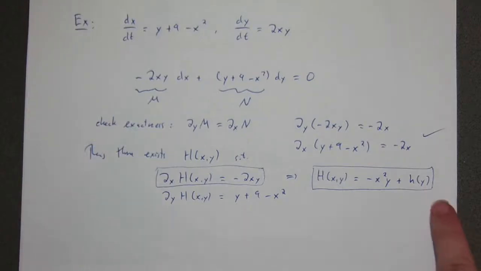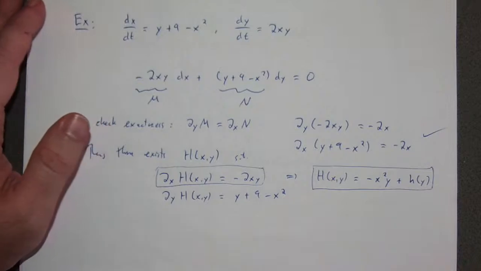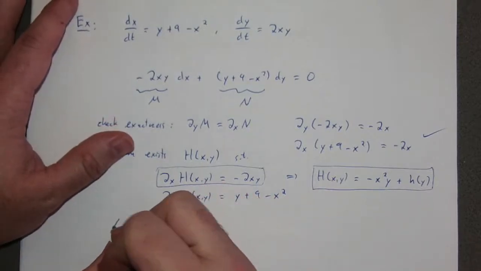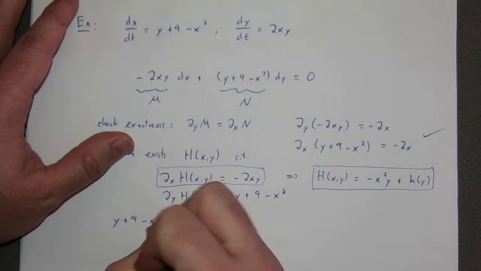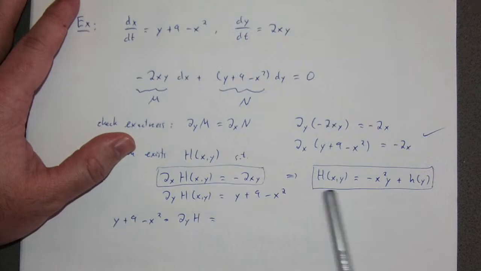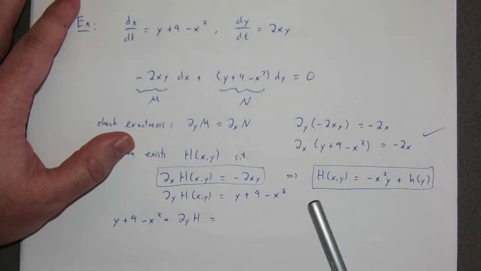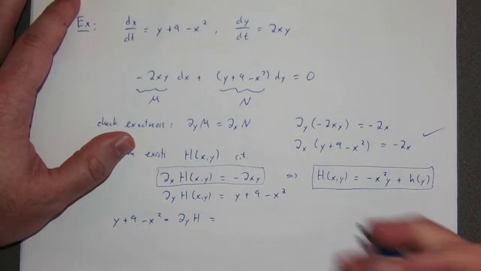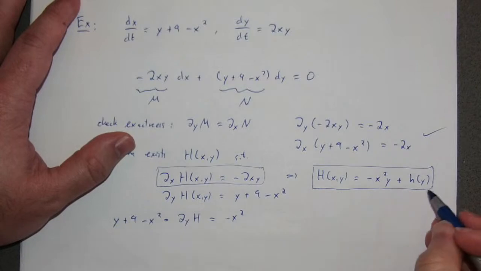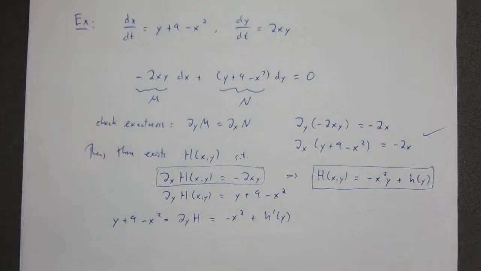I'm almost done, but to determine this little h, I need to plug this into my second equation, the equation I didn't use before. So from this, I know that y plus 9 minus x squared has to be equal to the y partial of h. But I'm going to compute the y partial of h from this thing that I found here that I boxed. So what's the y partial of h here? Well, y partial of h is minus x squared plus h prime of y. This is the full derivative in y since little h only depends on y.